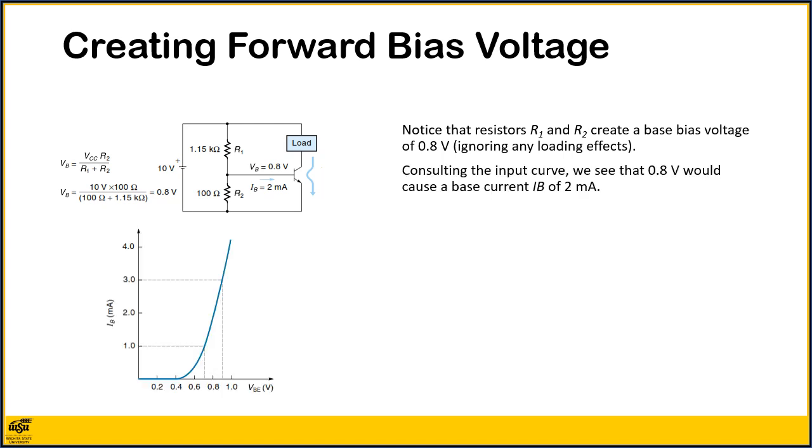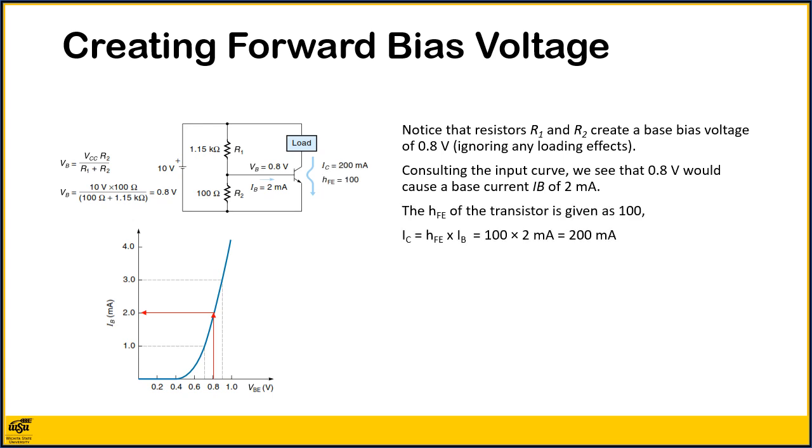Consulting the input curve, we see that 0.8 volts would cause a base current, IB, of 2 milliamps. The forward current gain of the transistor is given as 100, so rearranging the forward gain equation, we can calculate the collector current IC, where IC is equal to HFE times IB, which is 100 times 2 milliamps, or 200 milliamps. Notice that the load is in series with the collector, so that all the 200 milliamps is going through the transistor and the load.